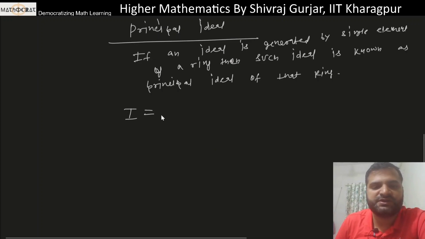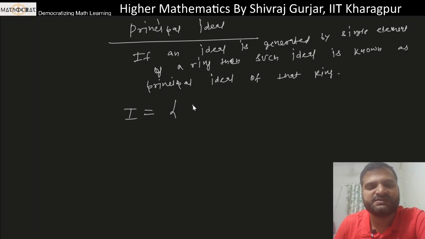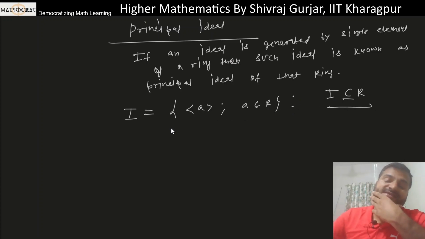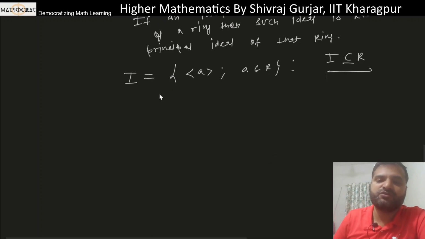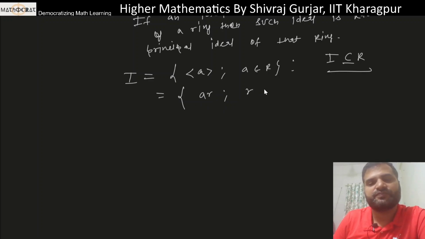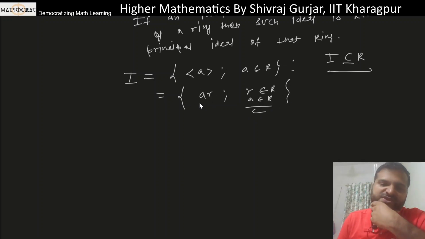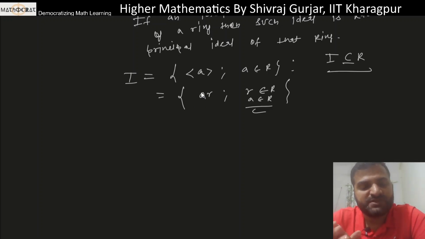So I is generated by a single element. Let's say it is generated by a, where a belongs to R, where R is the ring of which I is an ideal. Then we say that I is generated by a single element a, or this is also written as aR, where r belongs to R, and a is in R, that is fixed. So for every r this will be the case. So this is the definition. Any ideal of any ring, if it is principal, is a principal ideal, and it is generated by one element.